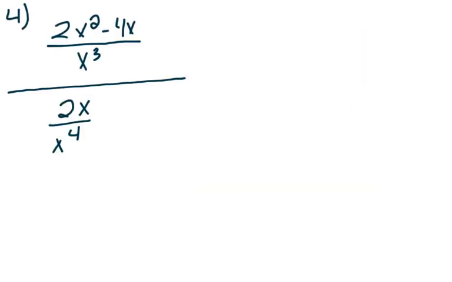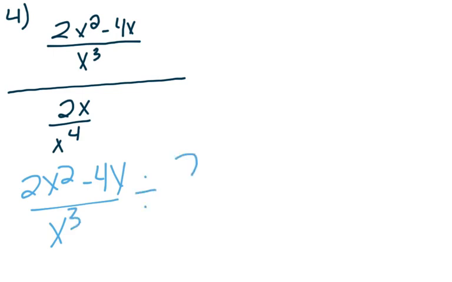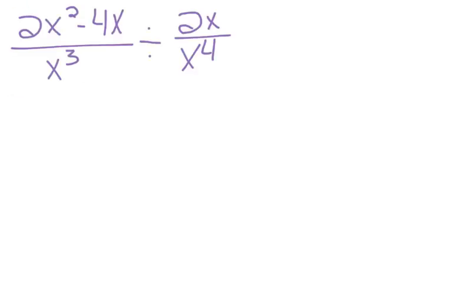Number 4 is a little more challenging just because of the way that it's set up. So even though it looks like one big fraction with multiple fractions, I'm going to rewrite this in a form that we are used to seeing. So I'm going to write 2x squared minus 4x over x cubed divided by 2x over x to the 4th. So I just wrote it on this page so I have more room.